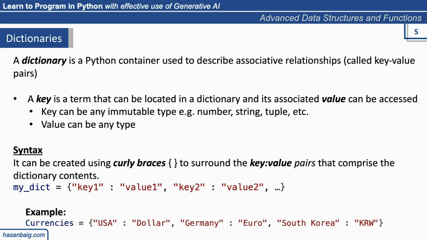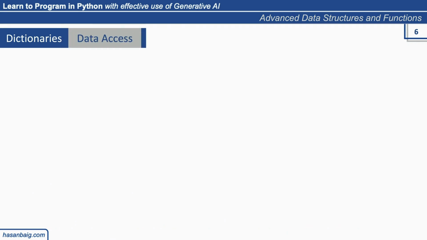So for example, you create a dictionary and you give it a name. In the past, we have given names to lists, to tuples, to sets. Similarly, this example shows a dictionary of currencies with the country name as the key and the associated value as the currency. So for USA, it's dollar, Germany is euro, and South Korea is Korean won. Okay. Now, this is how we can create the dictionary. Now, let's see how we can access the data. Dictionary entries cannot be accessed by indexing.